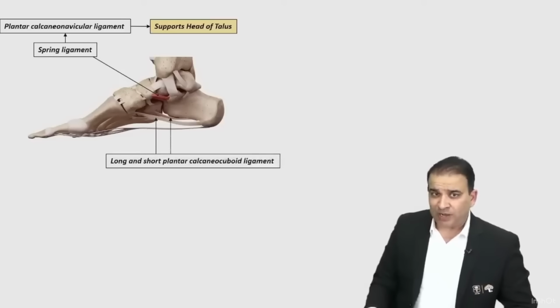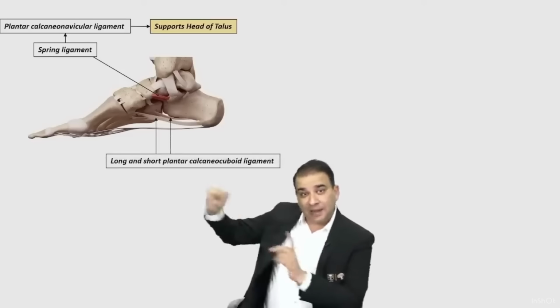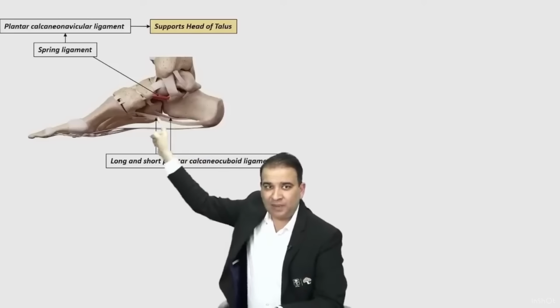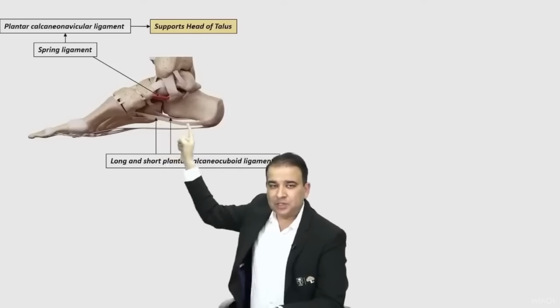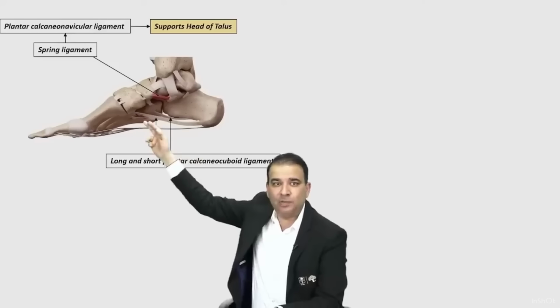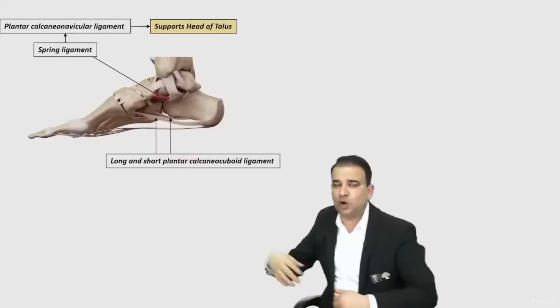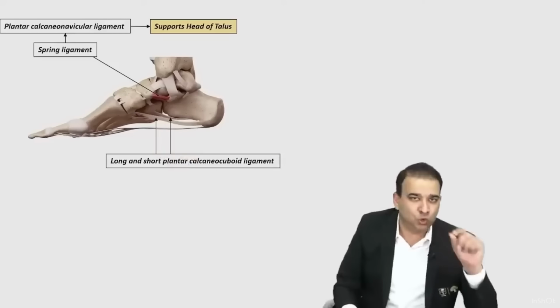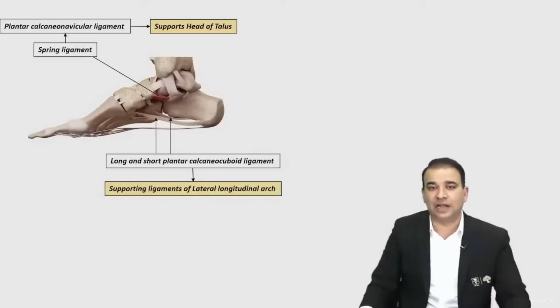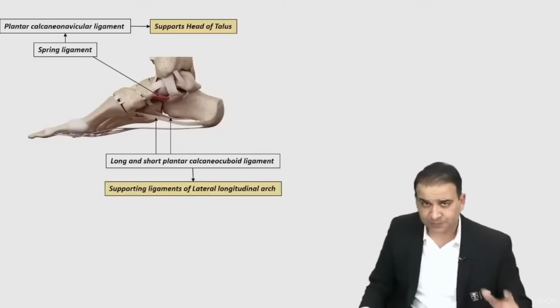Now there's the short and long plantar calcaneocuboid ligaments. Although the view is from the medial side, think of the lateral side: from the calcaneum to the cuboid bone, that ligament is called the calcaneocuboid. On the plantar side, there is the plantar calcaneocuboid ligament, one long and one short. These are the two major ligaments supporting the lateral longitudinal arch.